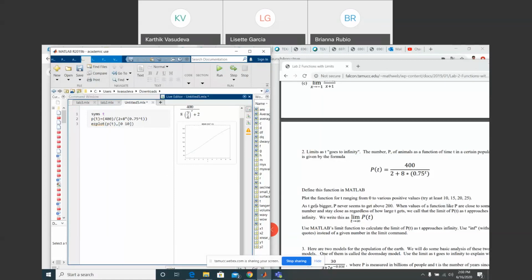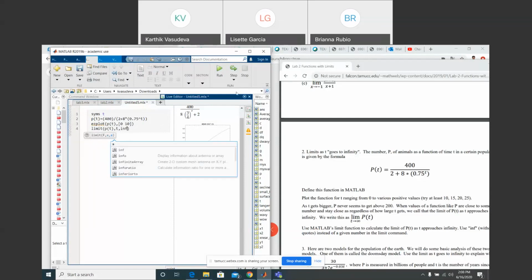So I plotted from 0 to 10. That's for the first part, that is 0 to 10, and 0 to 15, 0 to 20 remains the same. Now, as t gets bigger, p never seems to get above 200. That means we have to check the limit. Limit of p of t. Now you are taking the limit with respect to the variable t, and you have to tend that limit to infinity.